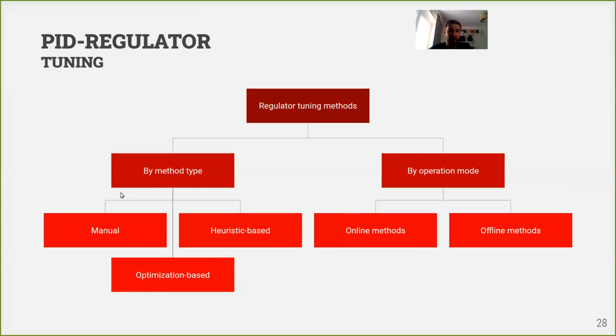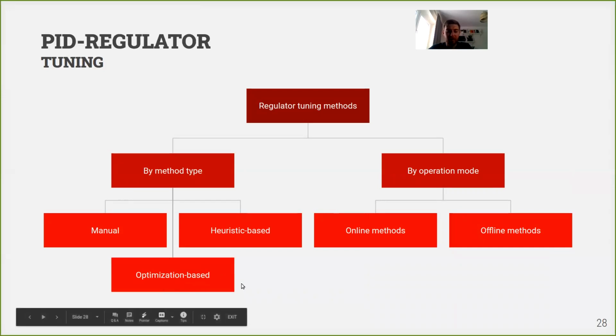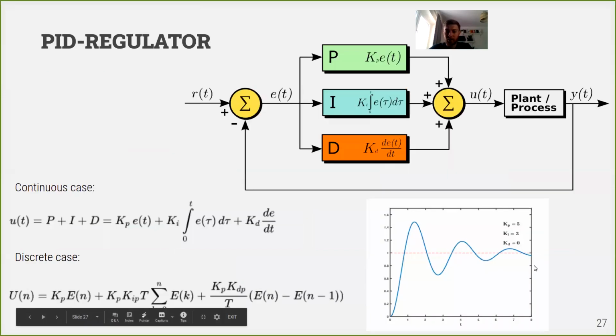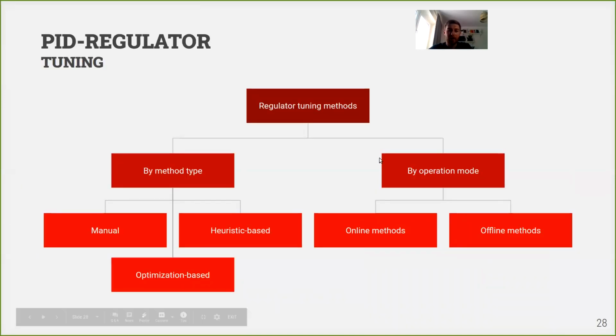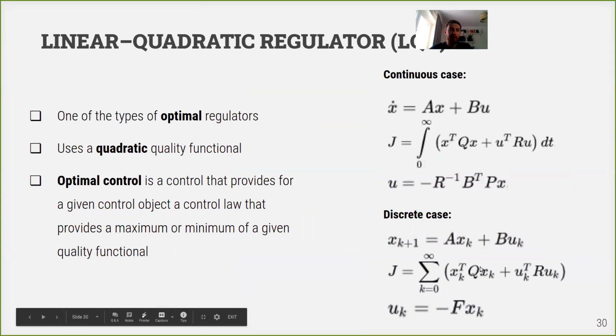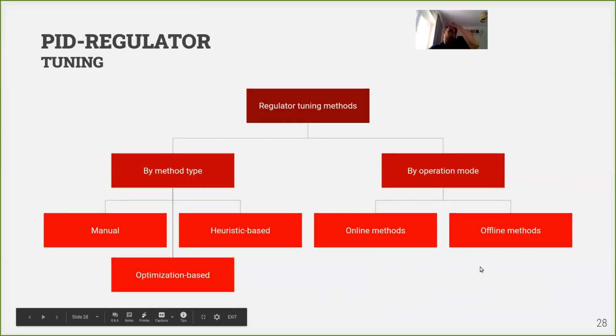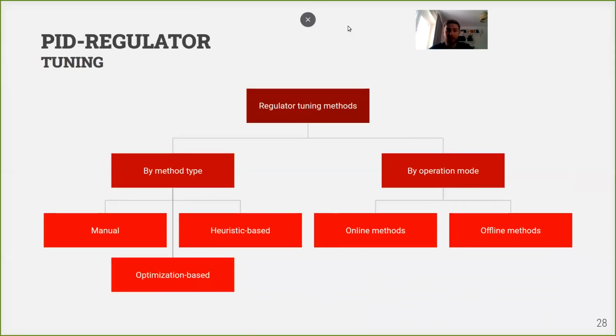In practice, we usually have a model of our system. We try manually or with optimization to find suitable coefficients which make our transition process smooth and quick, and then we apply it to the system working online. So this is regarding the PID regulator. Maybe you have some questions here.